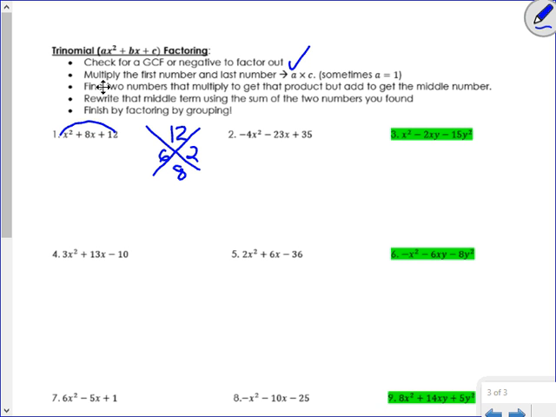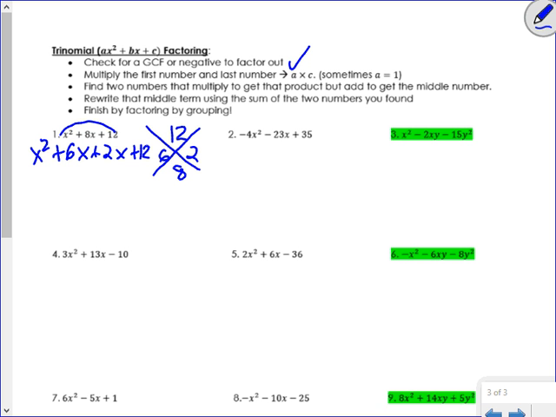Once you find these 2 numbers, you're going to rewrite our expression here. So instead of writing 8x, I'm going to use these 2 numbers to split this into 2 terms. So I'm going to write this as x squared plus 6x plus 2x. I'm going to take the 8x, the middle term that I was just working with, and split it into 2 parts, the 6 and the 2.